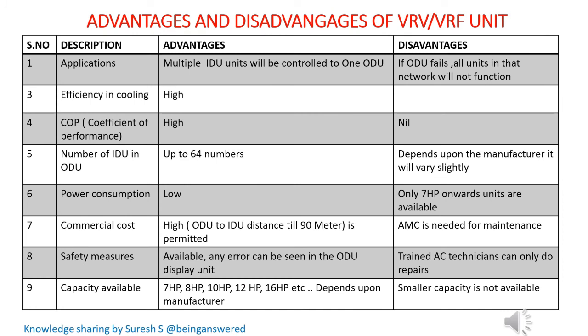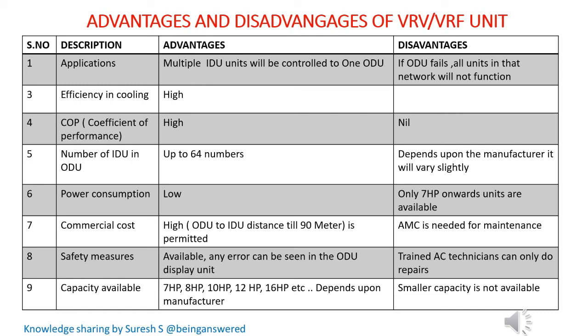Let us see a few advantages and disadvantages of the VRV system. Multiple indoor units can be connected to one outdoor unit. The only disadvantage is that if one outdoor unit fails, all the units in that network will not function. The cooling efficiency is very high, so it can be used even in critical rooms like server room, UPS room, battery room, and hub room. COP performance will be high. Up to 64 indoor units can be connected to one outdoor unit, depending on the manufacturer, and it will vary slightly. That is the only disadvantage.